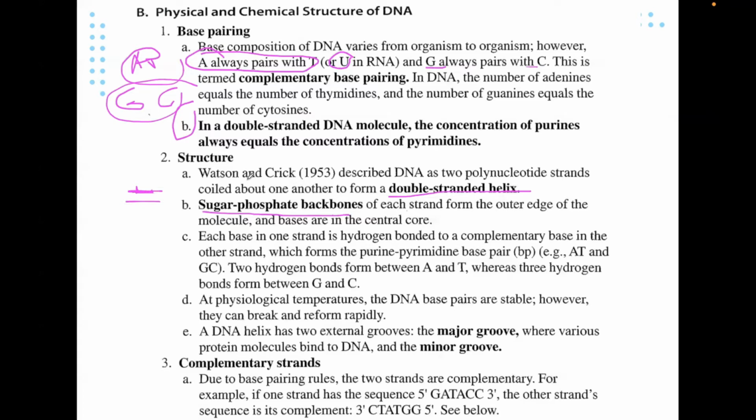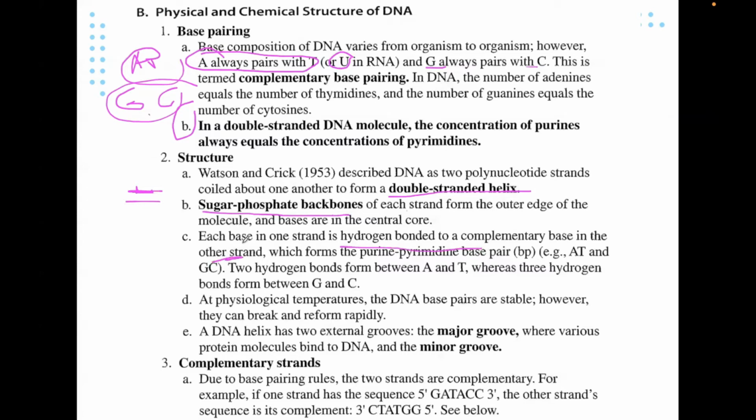Pag yung mga nitrogenous bases, nandun po yan sa loob. Okay, they are being joined by the hydrogen bonds. Pero yung mga sugar and phosphate, backbone sila. Sila yung pinaka-backbone ng ating mga nucleic acids. Each base in one strand is hydrogen bonded to a complementary base in the other strand.